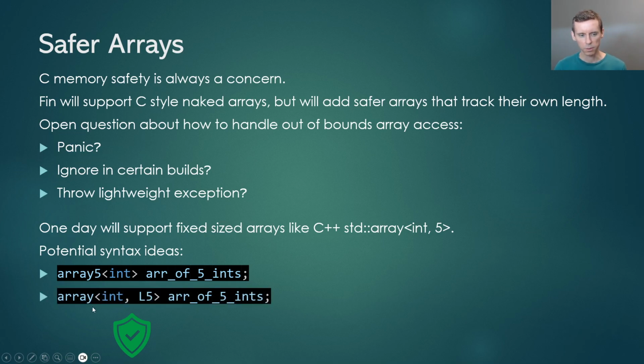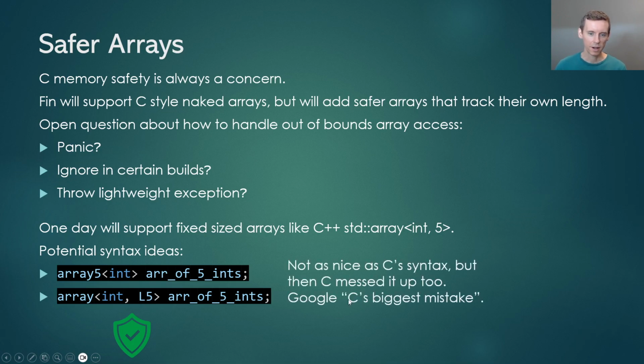Another thing we could explore, and I'm just throwing this out here to maybe get different ideas going, is something closer to what the C++ standard array does. You've got an int. We can't put a 5 here because that's not valid C#, but you could go like L for literal 5. Anyway, it's definitely not as nice as C's syntax for declaring an array of a certain size, but then C also messed it up too.